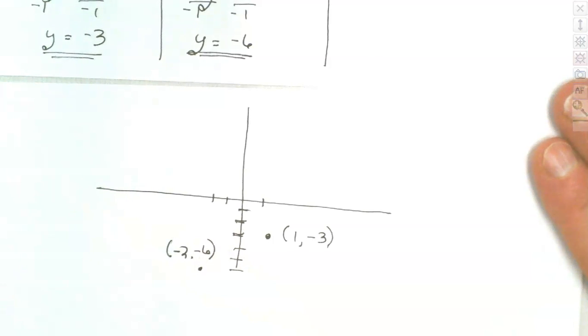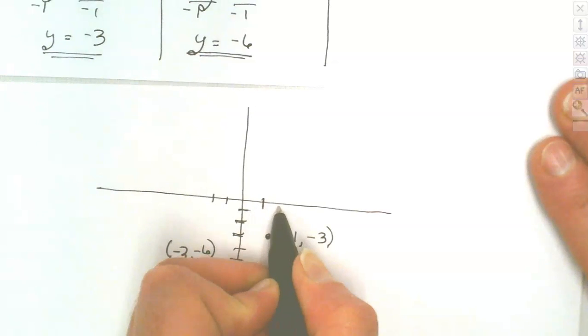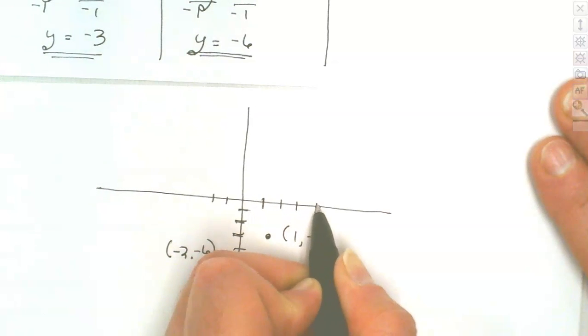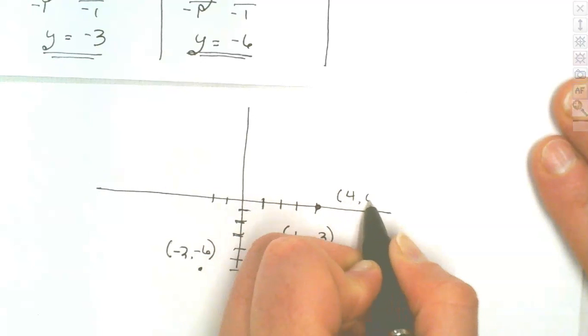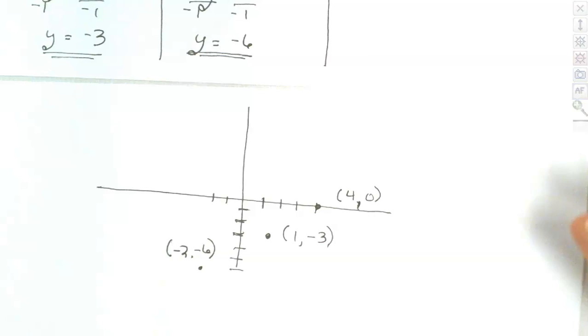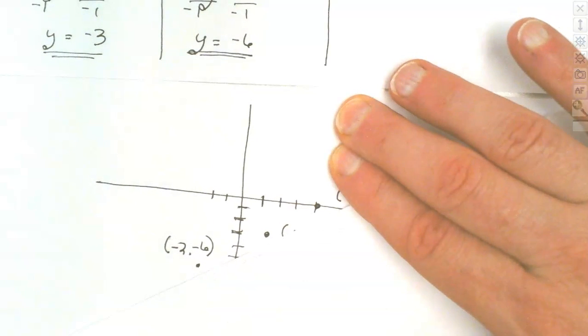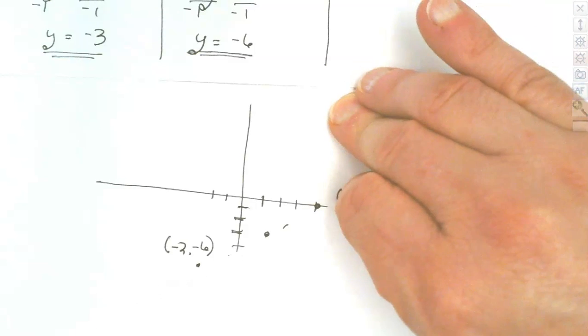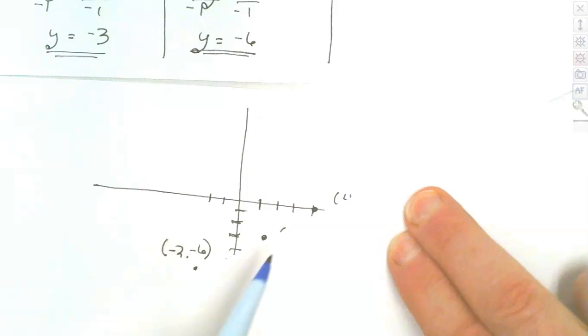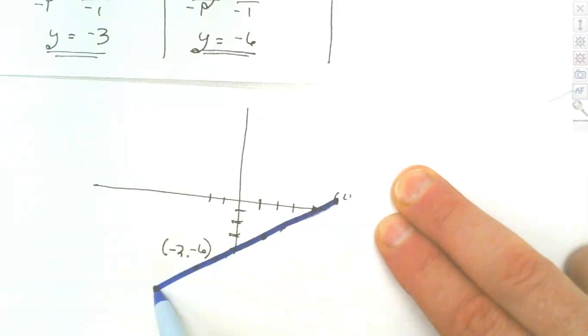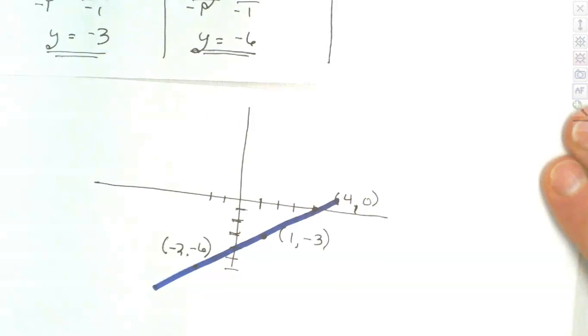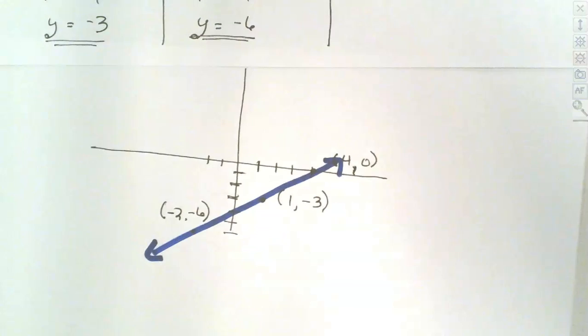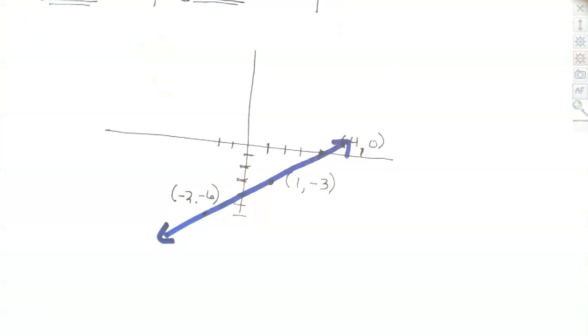And then lastly, we've got 4, 0. So that's 1, 2, 3, 4. And that's right there. And that's also called your x-intercept. So we now have our 3 ordered pairs. You only really need 2. We've got 3, so that's more than enough. And now we just take a ruler or a straight edge, and we simply connect them together. And that makes our graph. So there's our graph.